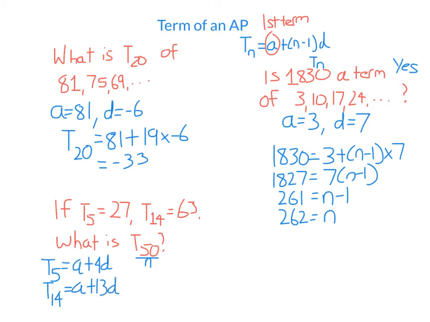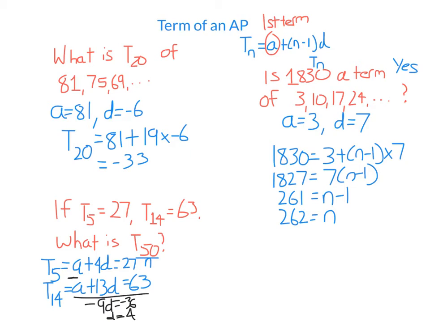So A plus 4D, we're told, is equal to 27, and A plus 13D is equal to 63. I have two simultaneous equations, but don't freak out, these are really easy to solve. To solve them for A and D, I'm just going to subtract to get rid of the A's. A minus A is 0, 4D minus 13D gives negative 9D, 27 minus 63 gives minus 36. So minus 9D is minus 36. We get D is equal to 4. The common difference here is equal to 4.